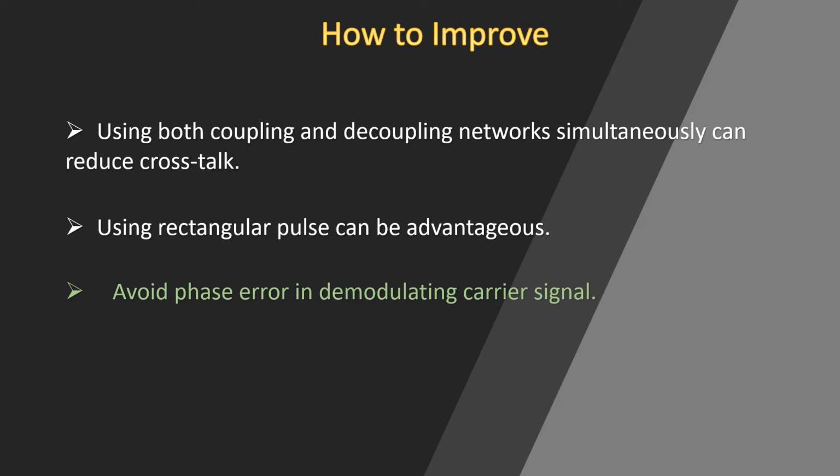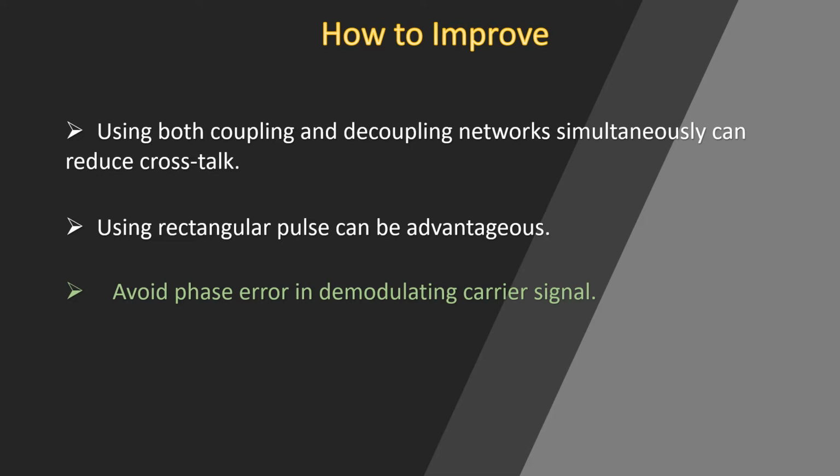So how can we improve crosstalk? We can improve it by using both coupling and decoupling networks simultaneously. We can also use a rectangular pulse, which is advantageous when the number of networks in the transmission path which distort the pulse shape is small. But when the number is large, the improvement by using some other pulse can be worthwhile.